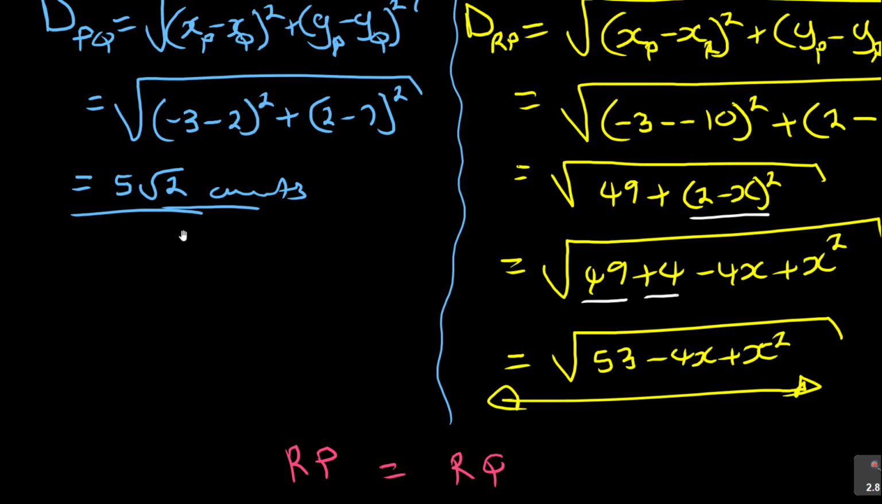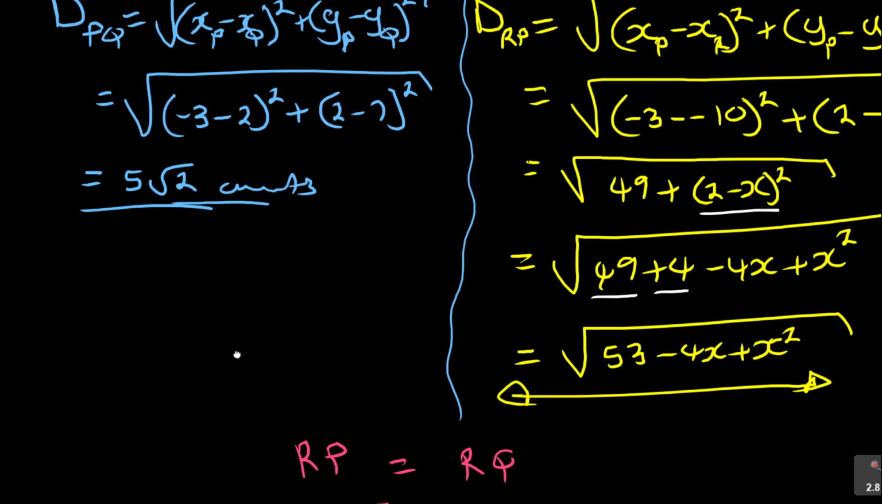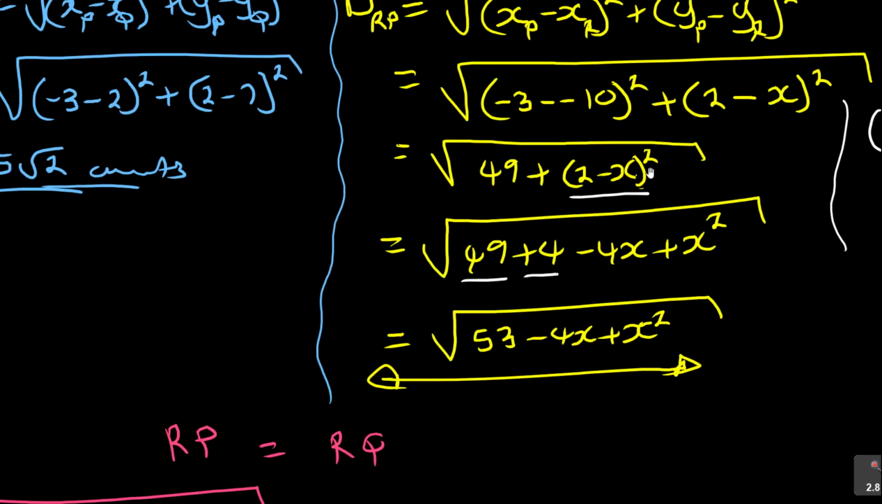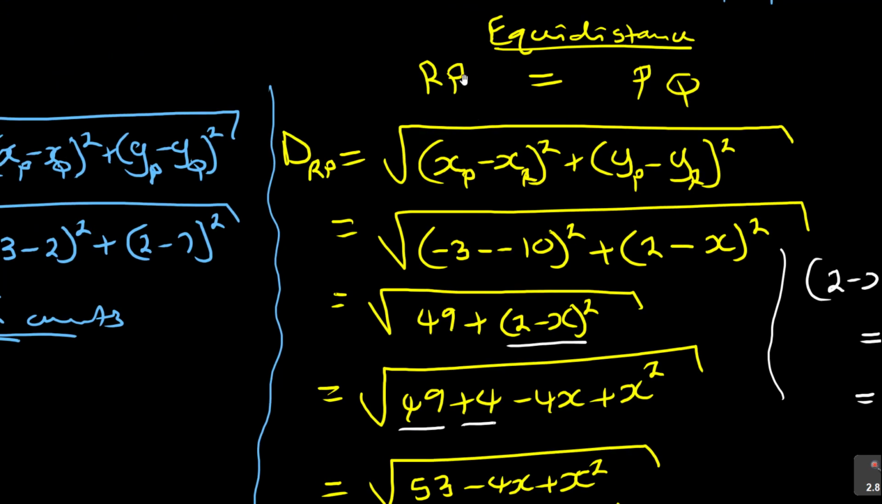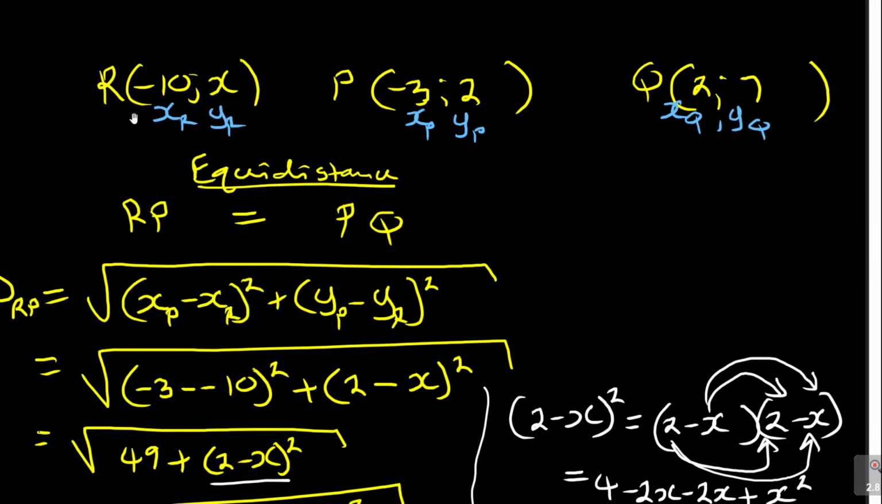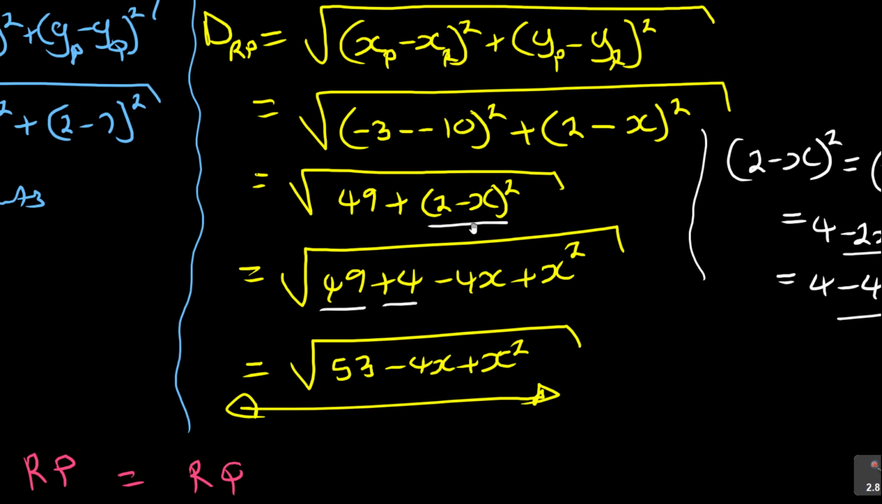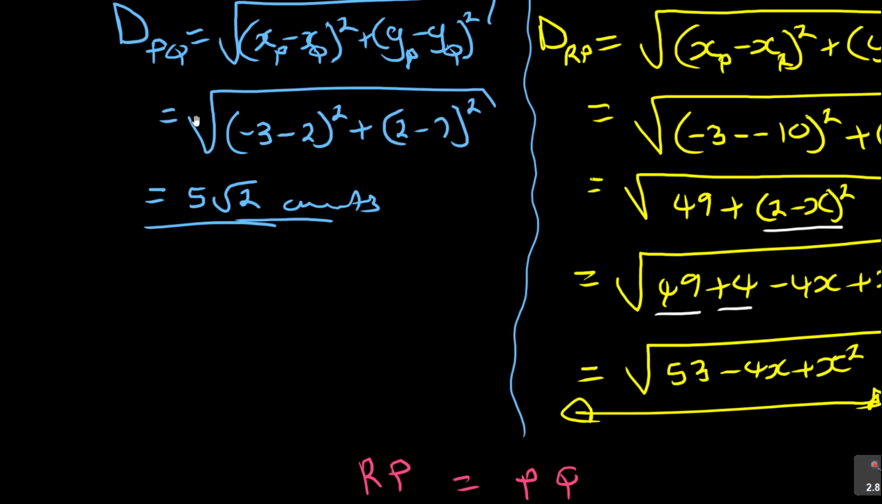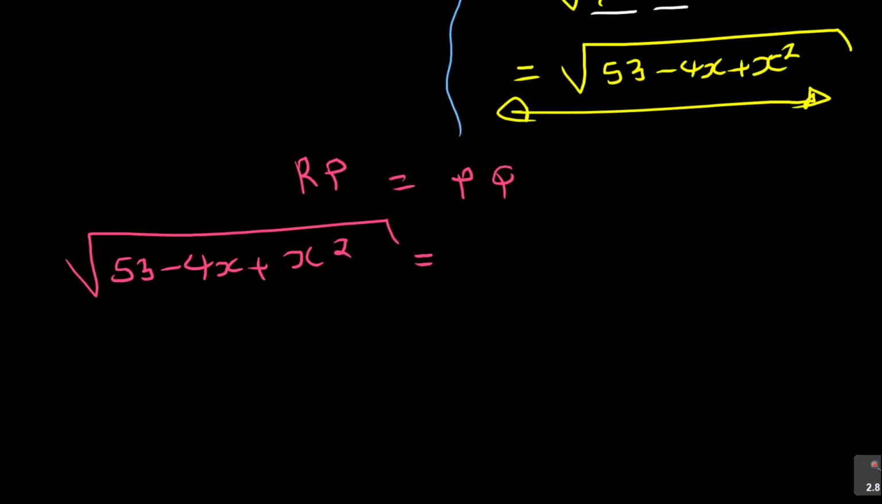Remember, rp, what did I write? Rp is equal to pq. Why am I doing this? Rp is equal to pq. That's what we talked of, the equidistance. So let me write there pq. Are you with me? So what was the distance pq? 5 square root of 2.